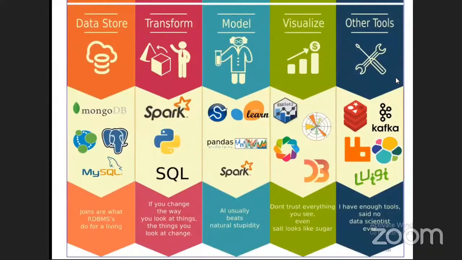Usually there are five kinds of data science tools we are using. For data store purposes, we are using MongoDB, MySQL, Hadoop, like that. Then for transformation, we are using Spark, Python, SQL, etc. Then for modeling purposes, we are using Pandas, Spark, sklearn, etc. For visualization purposes, we are using R, Tableau, D3, etc. Other tools like Kafka for messaging, RabbitMQ, various tools we are using.